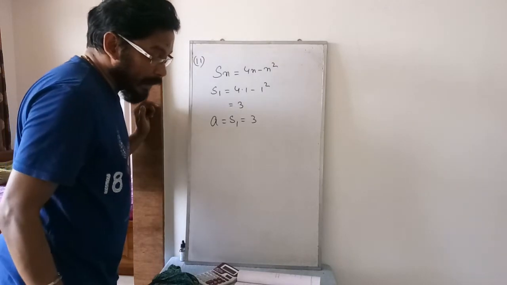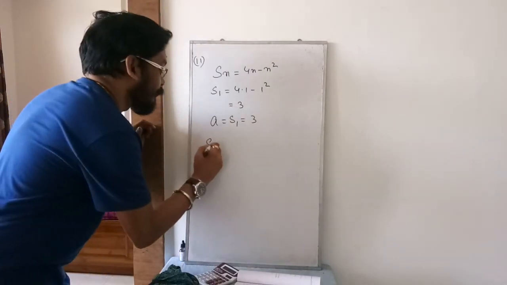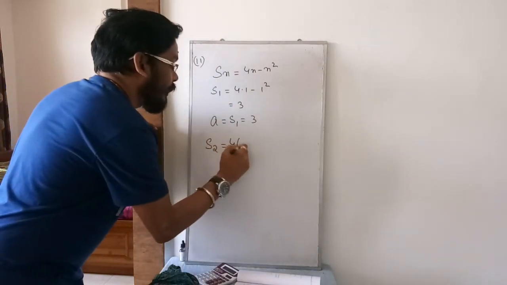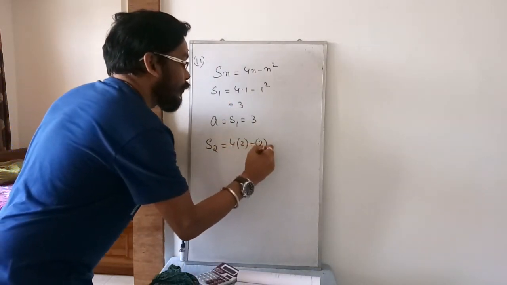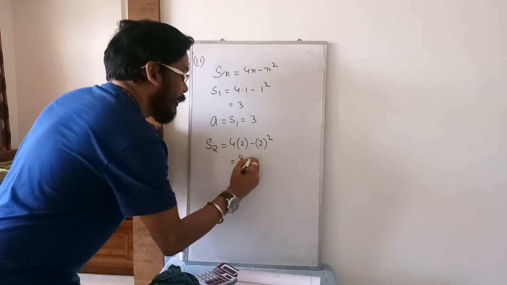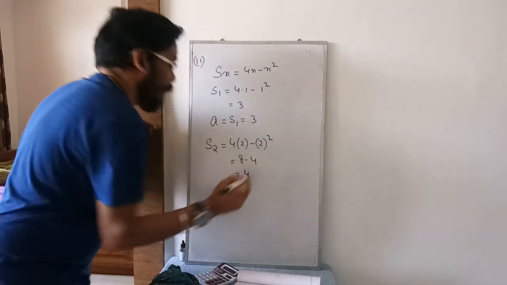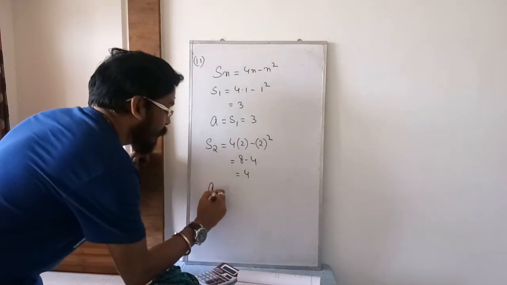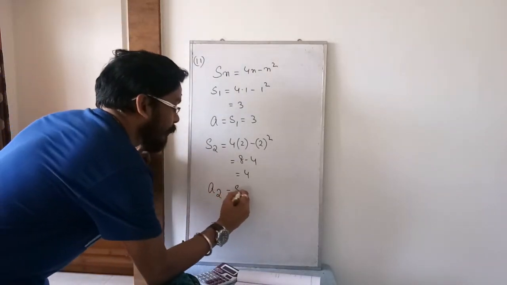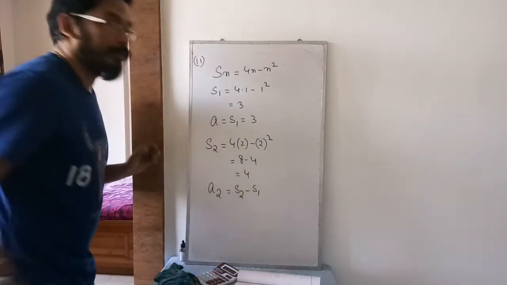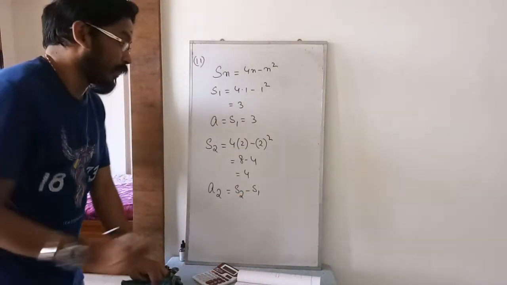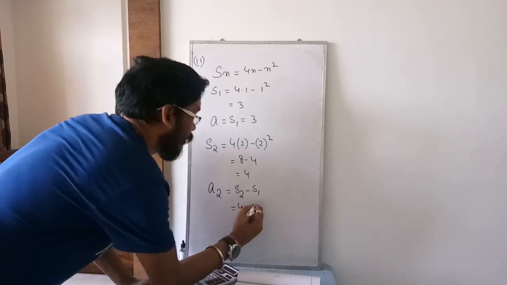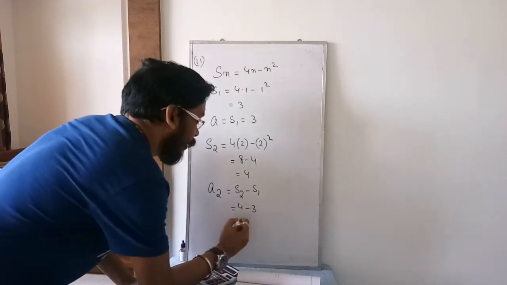Then they have asked the sum of first two terms, meaning S2. That means in place of n, I have to put 2. 4 into 2 minus 2 square. 4 into 2 is 8, 8 minus 4, it is 4. So S2 you got. Then they have asked what is the second term. When I find the second term A2, it will be S2 minus S1. Your S2 is 4, so 4 minus 3, it is 1.